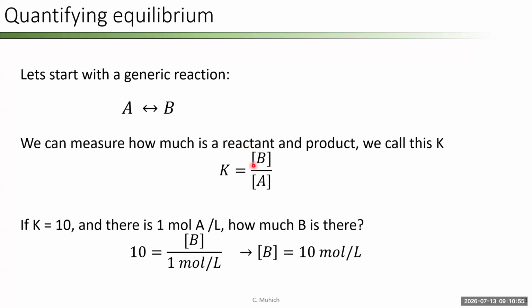This symbol here, I should have mentioned, these brackets denote concentration, usually written as moles per liter. This is so common, it's got its own name. We'll sometimes refer to this as molarity, and we can write this as a large capital M.